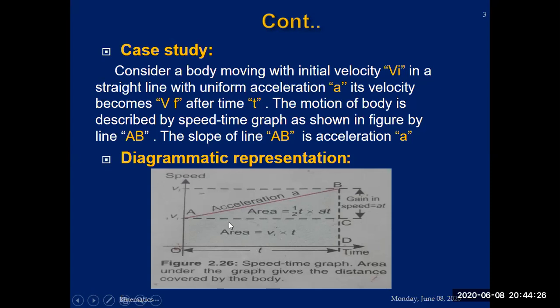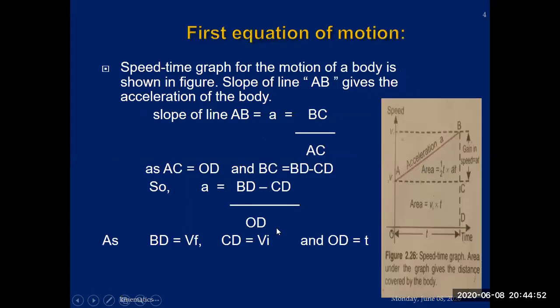If you understood it, then it will be easier for you to calculate the first equation of motion. So see once again, this is the line AB which shows the uniform acceleration in a straight line. This is the time taken along the x-axis, and this is the velocity taken along the y-axis, and you have calculated the area under the graph. By using these two areas, you are calculating the first equation of motion.